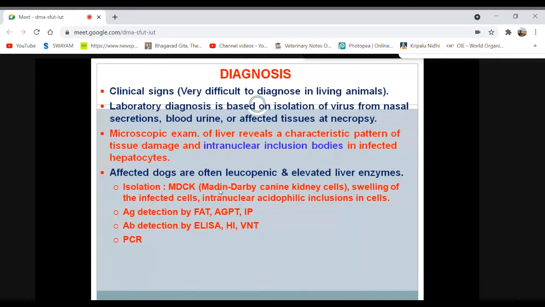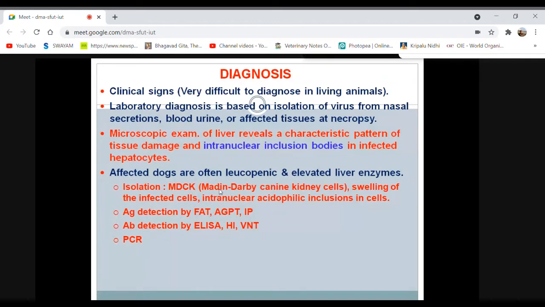But confirmation is only by laboratory diagnosis, based on the detection or isolation of the virus from the nasal secretions, sometimes from the blood, urine, and affected tissues collected during the postmortem examination. And the microscopic examination, of course: when you collect the liver, which is highly congested, enlarged, with some necrotic foci, and you make a section and see under the microscope, you have to find out the presence of the intranuclear inclusion bodies in those hepatic cells just nearby the necrotic area. Okay, so that is very important.